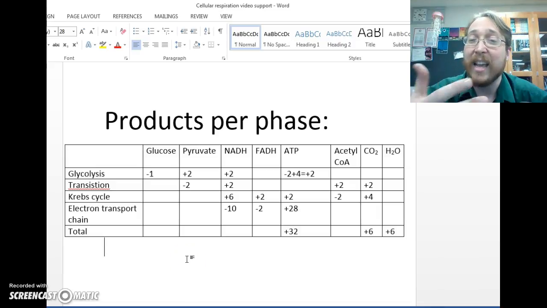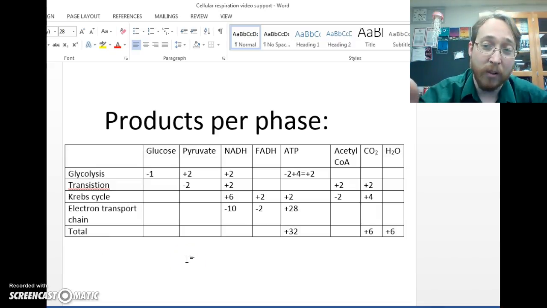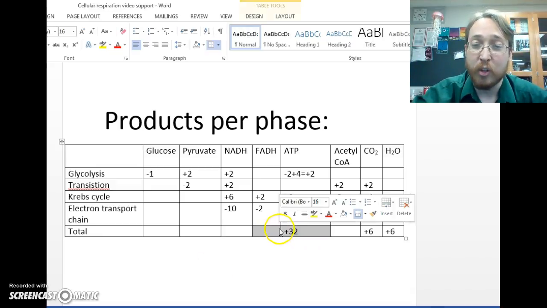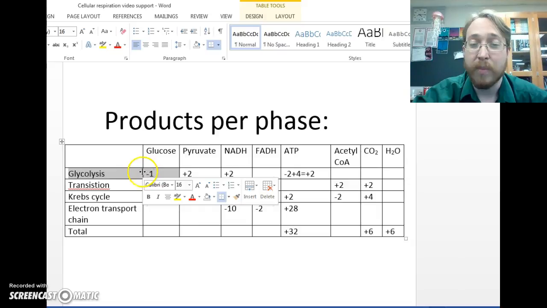This is the accounting of the energy and molecules in ATP. This 32 ATP came from that 1 glucose.